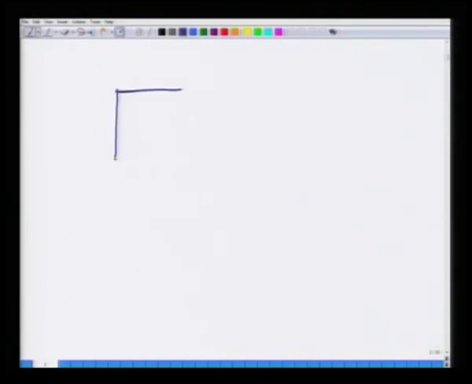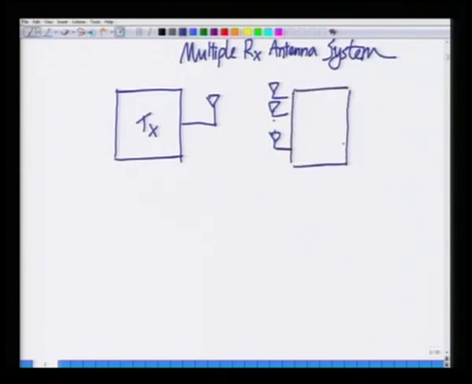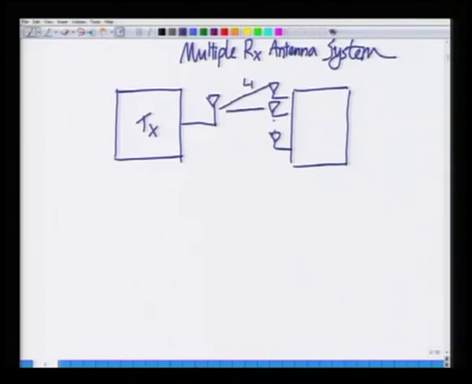Let us look at a corresponding probability for a multiple receive antenna system. So, let me write down here multiple RX antenna system. There is a link between transmit antenna and each receive antenna, that is between transmit antenna and receive antenna 1, there is link 1, between transmit antenna and receive antenna 2, there is link 2, so on and so forth. Between transmit antenna and receive antenna L, there is link L.